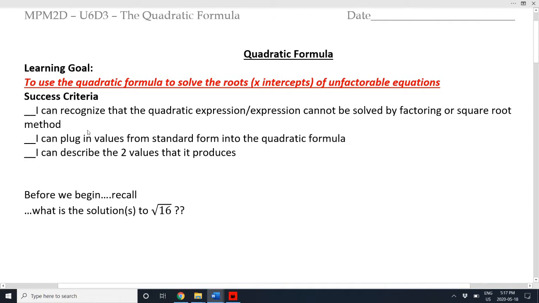The quadratic formula. Our learning goal today is to use the quadratic formula to solve the roots of unfactorable equations. Please ensure you have the lesson printout so you can follow along with this video.